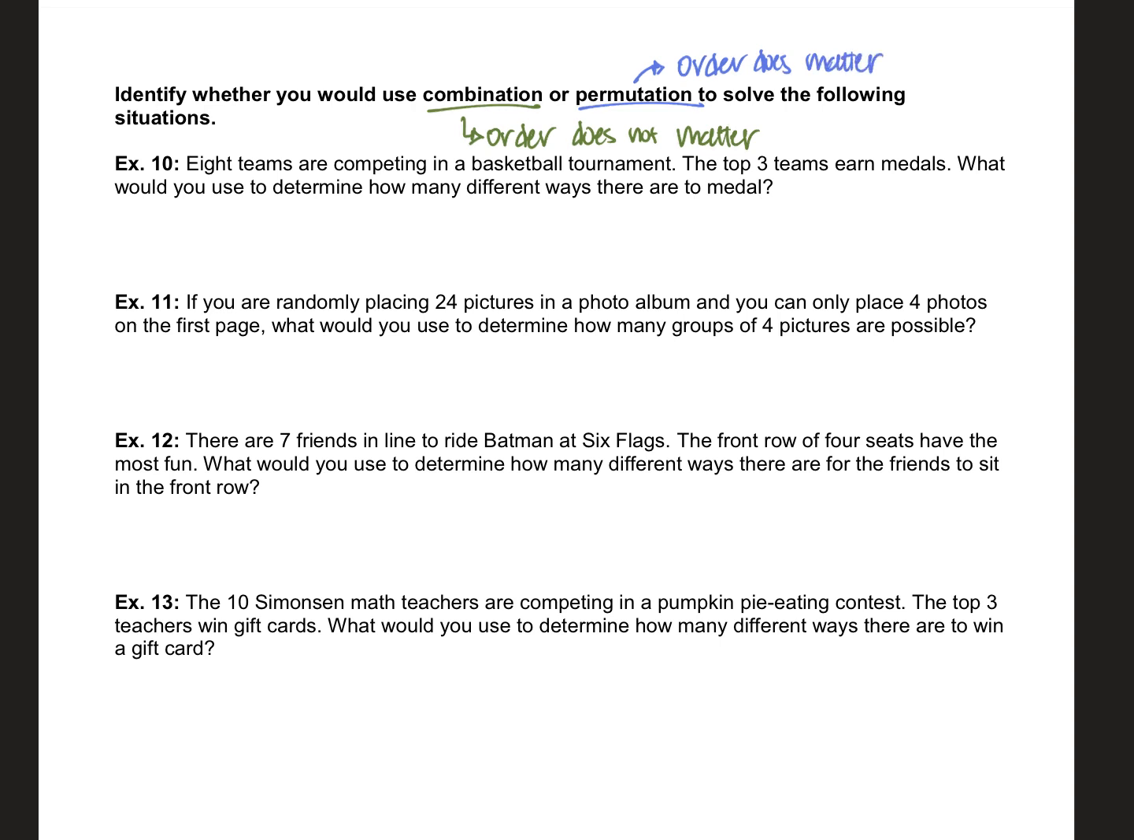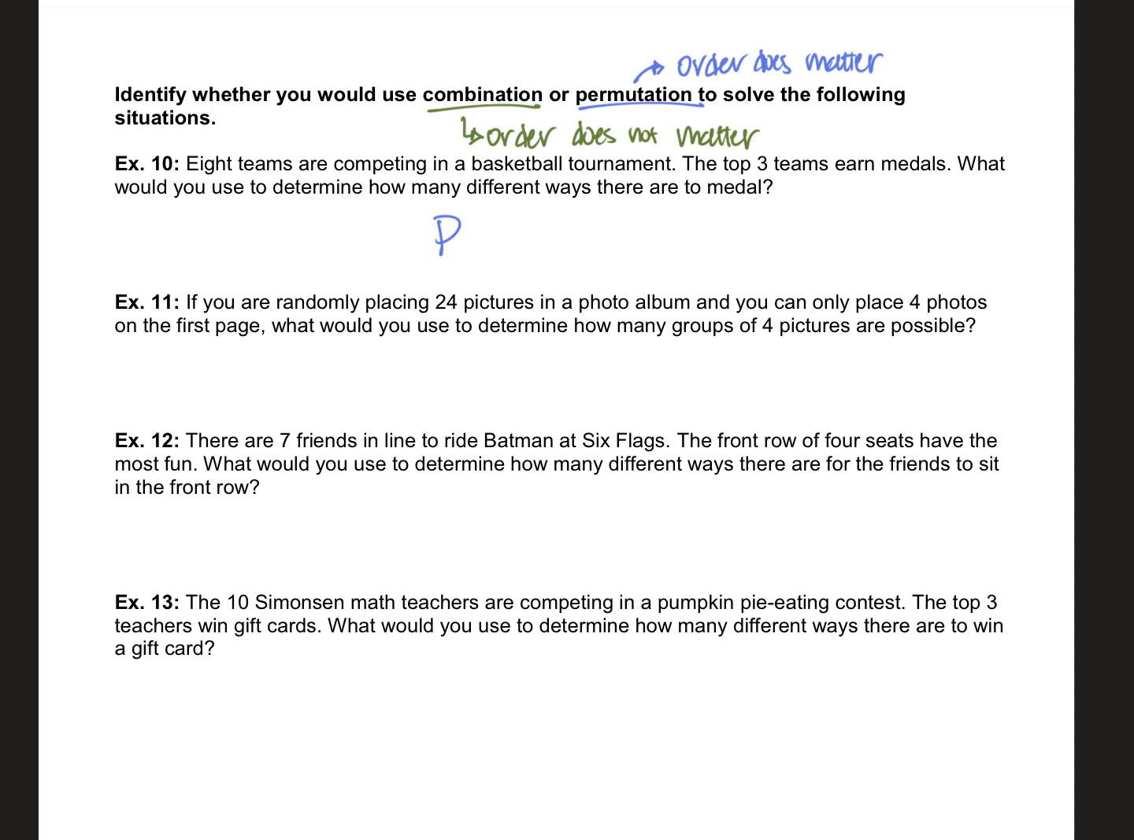Looking at example 10, it says 8 teams are competing in a basketball tournament. The top 3 teams earn medals. What would you use to determine how many different ways there are to medal? If we're talking about teams earning a specific medal, then our order of events does matter. Our order does matter, so we should be choosing permutation.